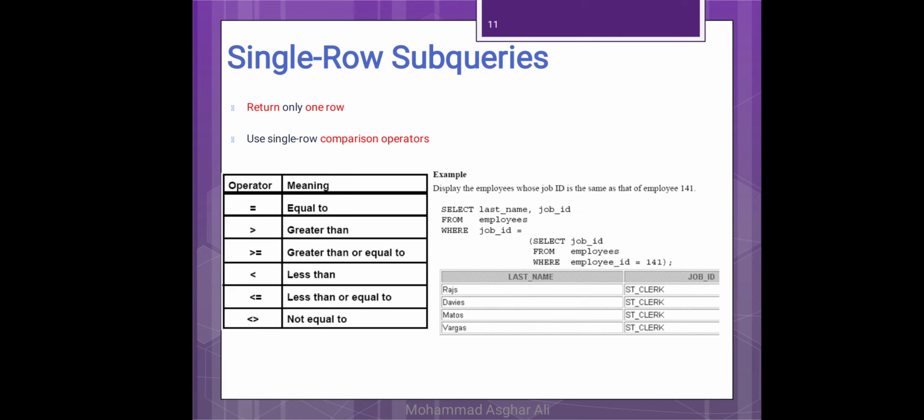So we write it like this: select last name, job ID from employee where job ID equal to, here we use the comparison operator equal to, then within brackets select job ID from employee where employee ID equal to 141. It displays the last name with job ID of employee 141.